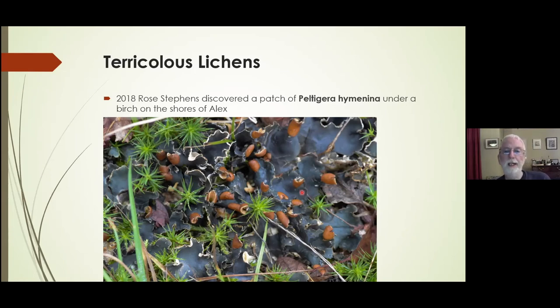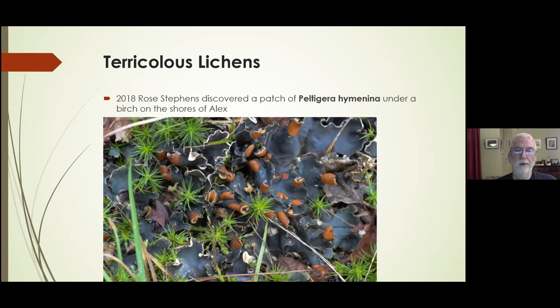But this turns out to be Peltigera hymenina. It's sort of got quite crinkly edges. It's dark, matte thallus, sorry, not leaves. And it has these orange-brown apothecia. They're longer than they are wide, and they poke up.